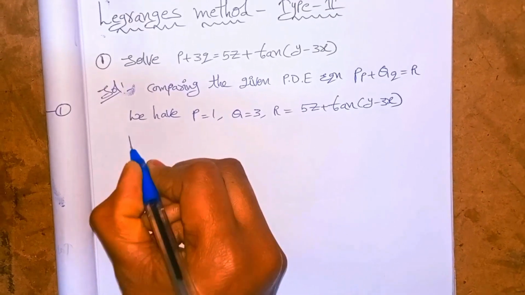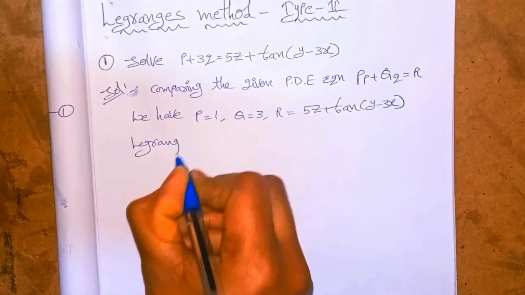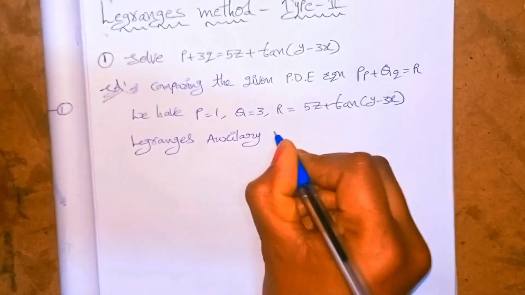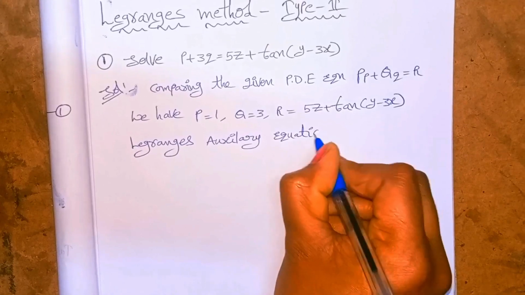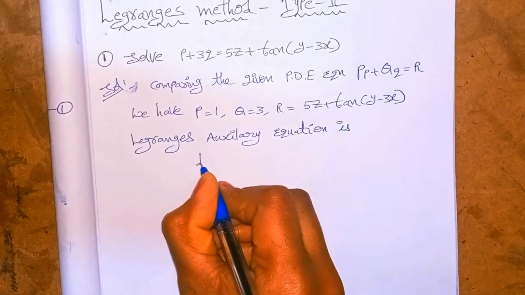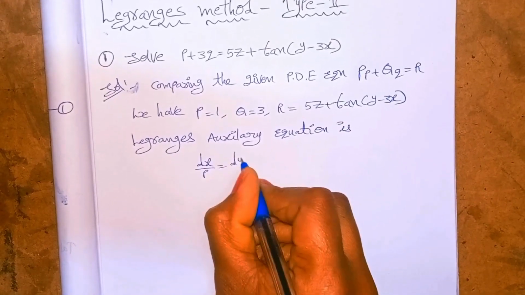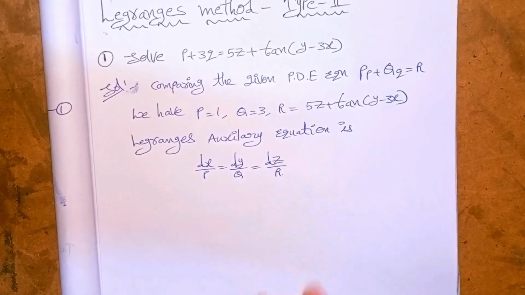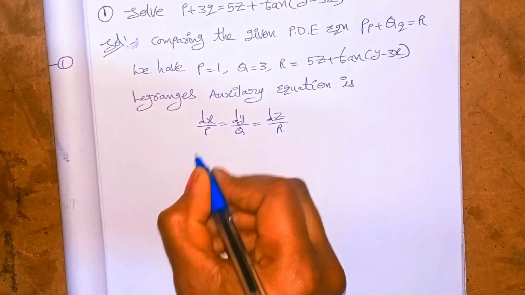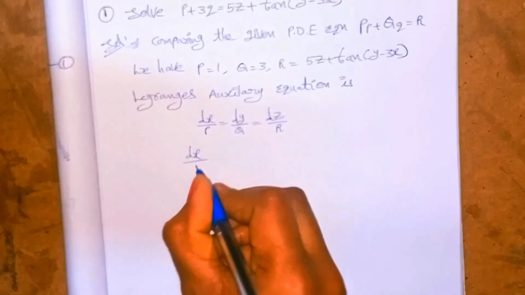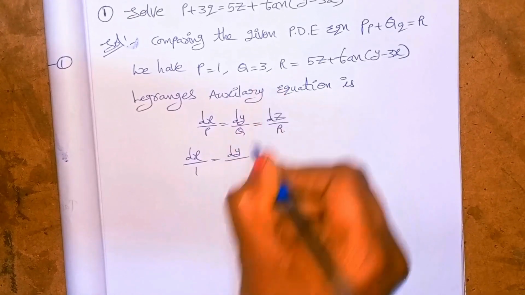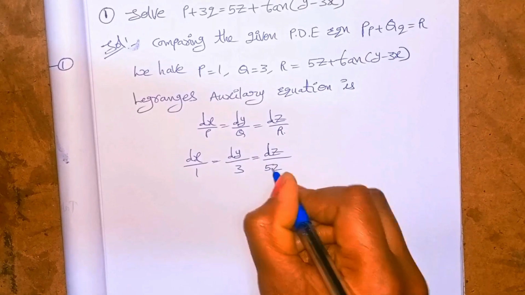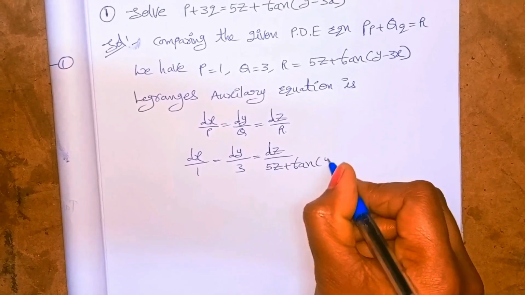We write the Lagrange's auxiliary equation. The auxiliary equation is dx by P equals dy by Q equals dz by R. So dx by 1 equals dy by 3 equals dz by yz plus tan of y minus 3x.